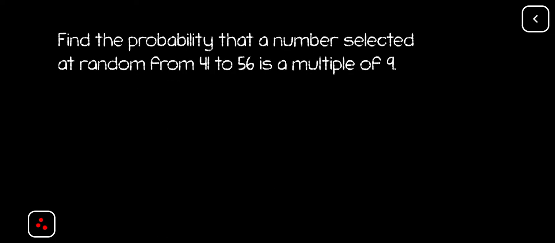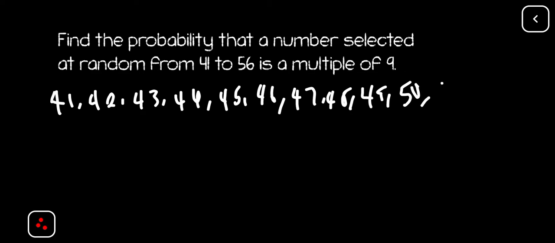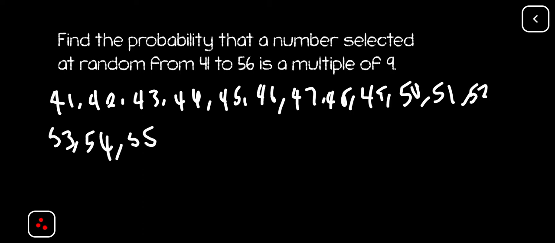Find the probability that a number selected at random from 41 to 56 is a multiple of 9. Okay, so at this point we have to count the numbers 41 to 56. So we have 41, we have 42, 43, 44, 45, 46, 47, 48, 49, 50, 51, 52, okay, we have 53, we have 54, and then 55, and 56.